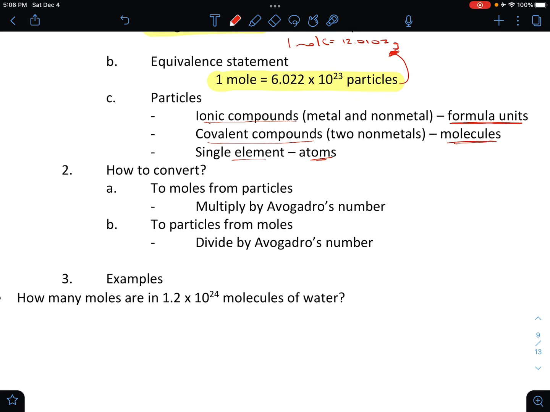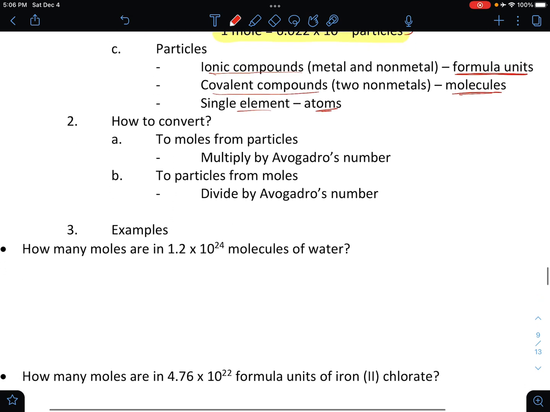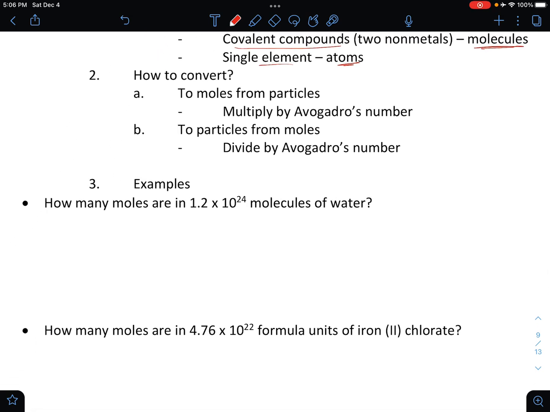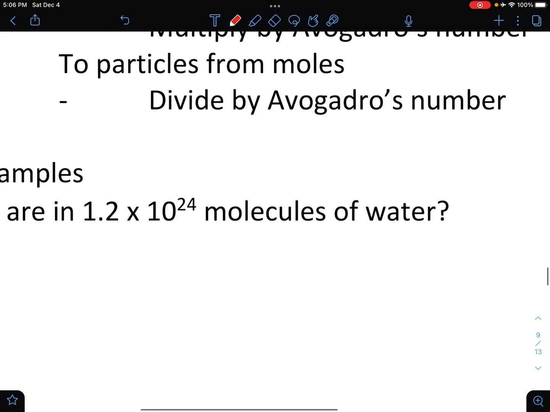It's going to be very similar to what we just did. The biggest factor is we have to use that exponent button on our calculator, so I'll try to hit that as we go as well. Let's jump in here. So how to convert: to convert moles to particles, we're going to multiply by Avogadro's number. To convert particles to moles, we're going to divide by Avogadro's number for the most part. Well, not for the most part.